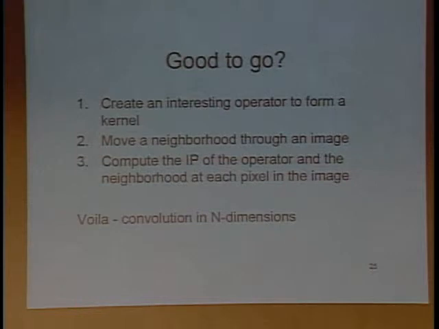Okay, so this is the process to do a convolution for an n-dimensional image. First, design a kernel by yourself or use a predefined one, and then move the neighborhood iterator, let it traverse the image, and at every position calculate the inner product.